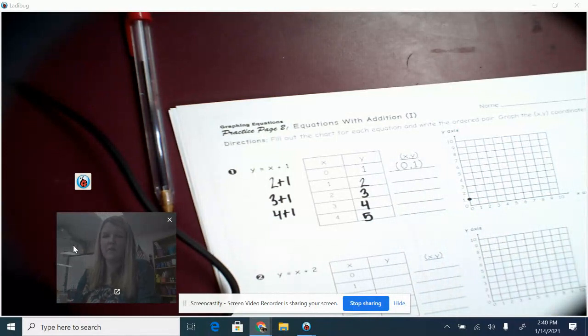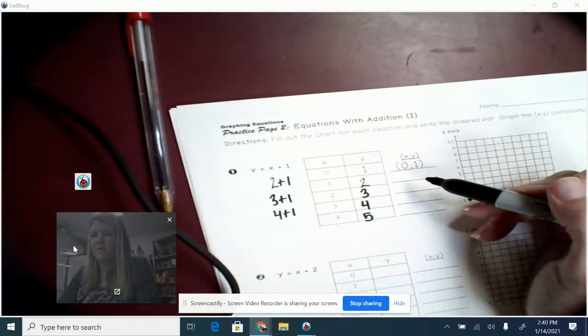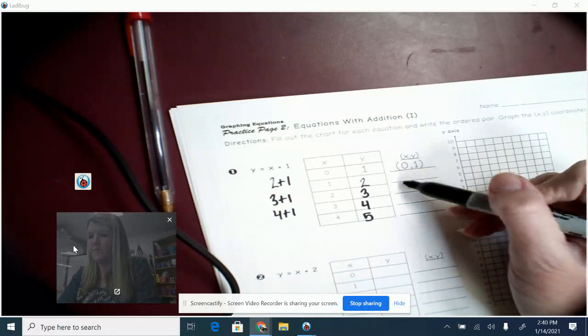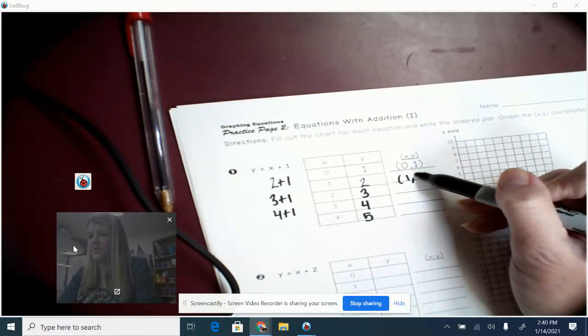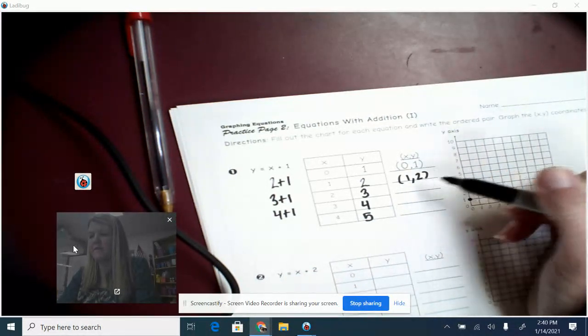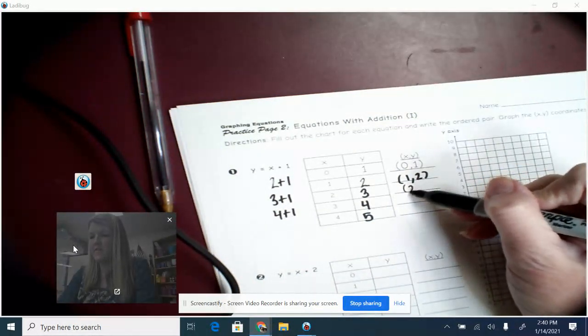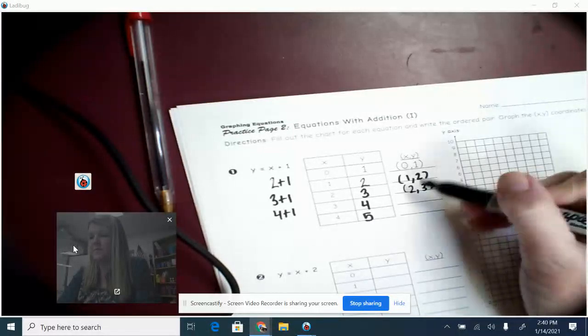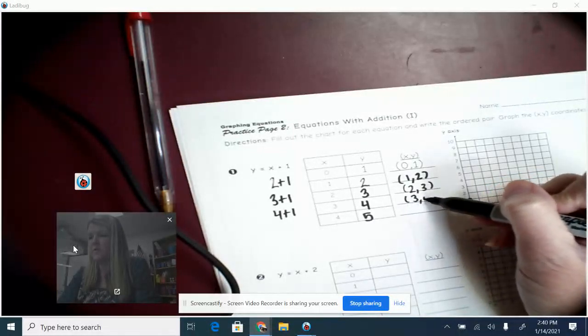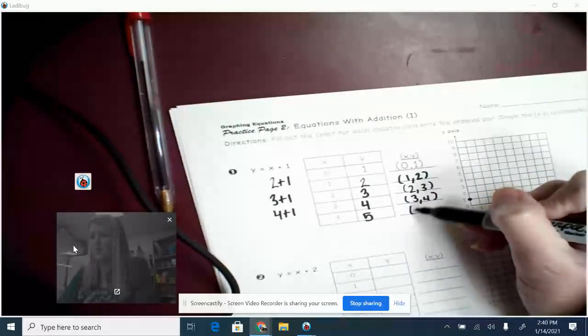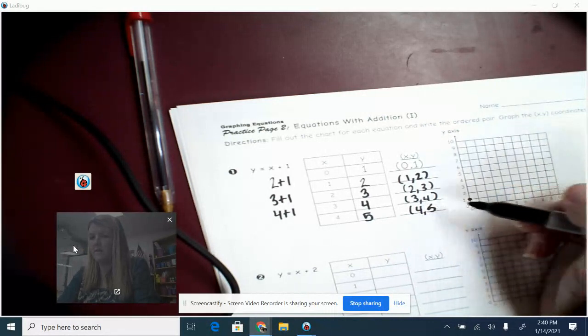All right, and then we're going to write them as ordered pairs. So I've got (1, 2). Remember, I write them in parentheses with a comma in between x and y. And I've got (2, 3). And then (3, 4). And then (4, 5).